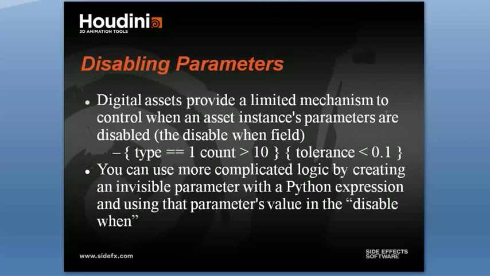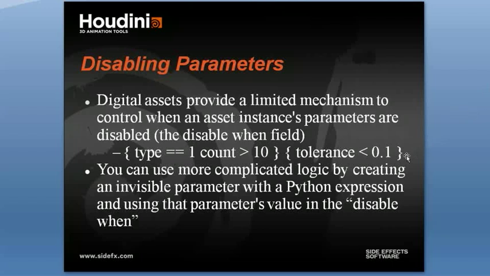Just a tip here too, Houdini has this disable when syntax to disable a parameter. So I can say disable it when the type is 1 and the count is greater than 10, or when the tolerance is less than 0. So it's kind of a limited syntax. You can do ands and ors, and you can do simple comparisons, but you can't do a lot of complicated logic. For example, you can't query a database to see the value of something.